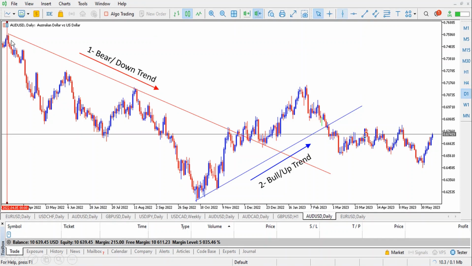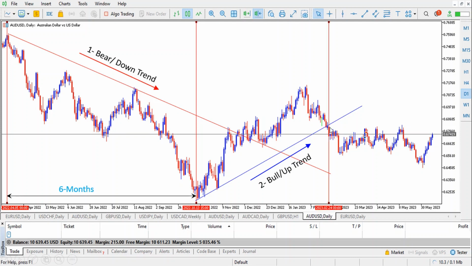Here the highest price in this trend was on the 5th of 2022. Then the lowest price was on the 13th of 2022. So this downtrend took almost 6 months. It means that our bear trend or downtrend continued for 6 months. Here, in the bull and correction trends, I will apply a vertical line on the bull trend breakdown. The bull trend broke down on 24 February 2023.